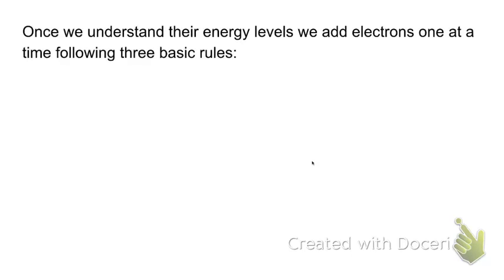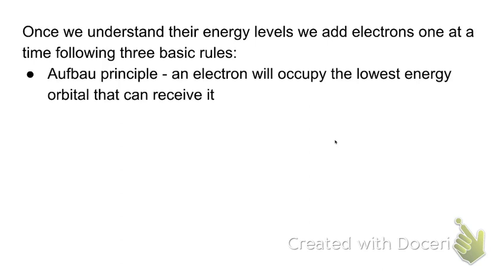Once we understand their energy levels, we can add electrons one at a time following our 3 basic rules. Rule number 1, the Aufbau principle. This means an electron will occupy the lowest energy orbital that can receive it. So just like I was talking about on those previous slides, they are going to fill lower energy orbitals before they fill higher energy ones. So if there is an orbital open with room in it, then they are going to fill that one first.